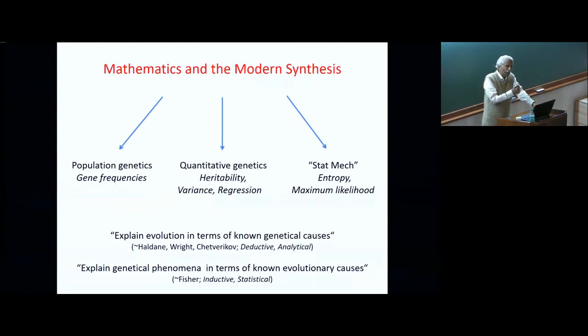He said you could explain evolution in terms of known genetical causes, so make certain assumptions as to the properties of the underlying causes and then work out their consequences. Or, and he said he preferred to do this himself, explain the genetical phenomena themselves on the basis of evolutionary principles. And there's a rather nice distinction between these two approaches.